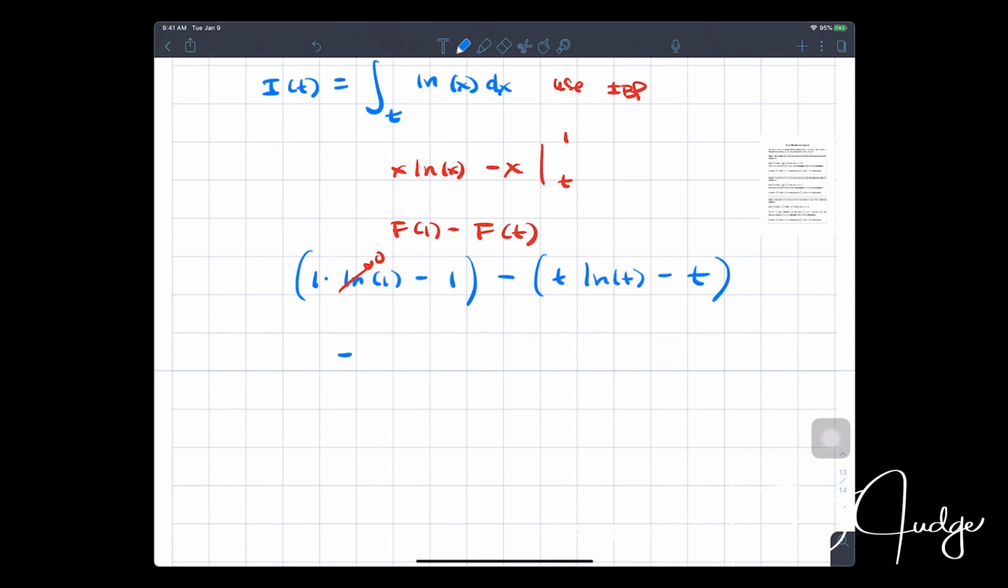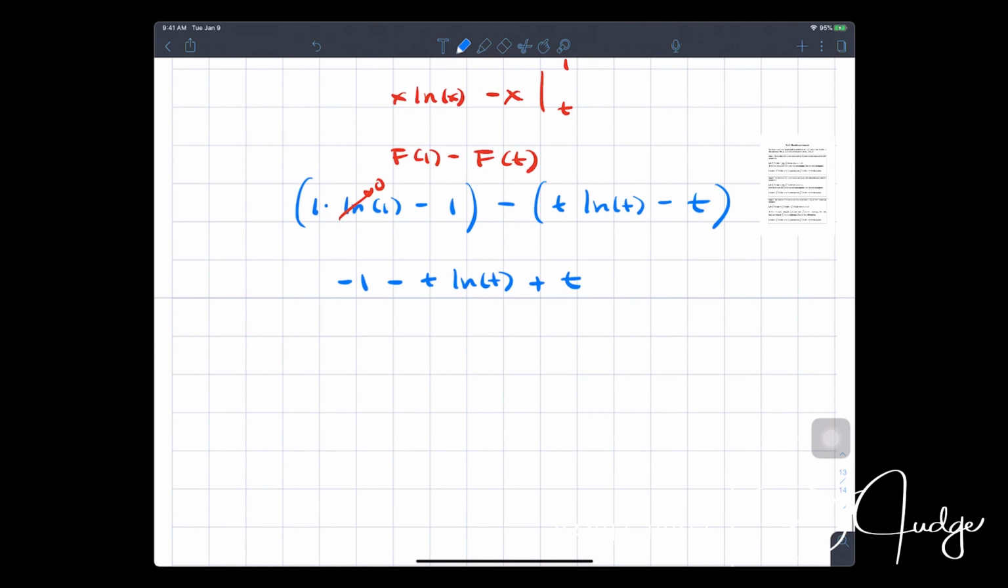We're going to get negative 1 minus t, natural log t, plus t. So double check to see if we did our algebra okay here. Okay, you guys okay with that algebra? Okay. I of t now, let me write this down. Mathematicians, we like our terms to start positive, so I'm just going to rearrange my terms here.